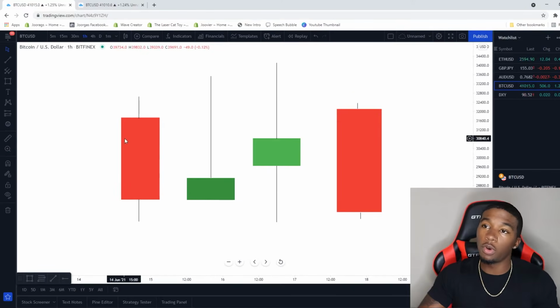So you might be wondering, we have this big body of red, and then we have lines at the top and lines at the bottom.